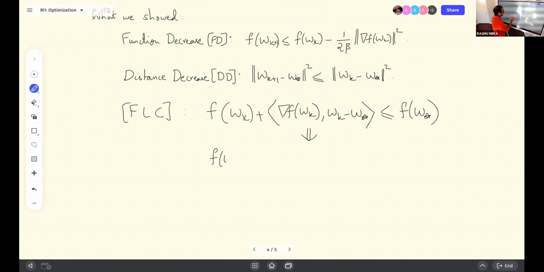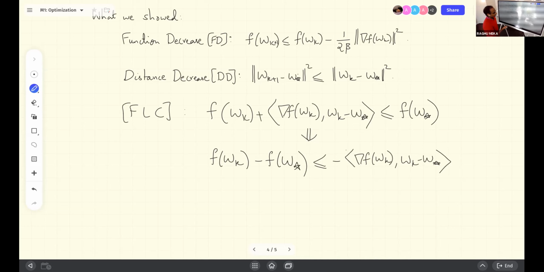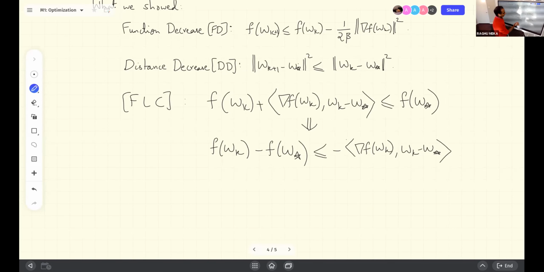So one implication of this is the following. Now this term, minus the gradient of f at w_k dotted with w_k minus w star, I want to use this to get a lower bound on how big the gradient is, depending on how far your point w_k is from w star.